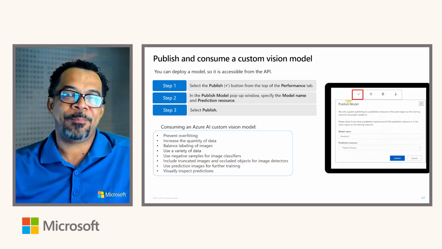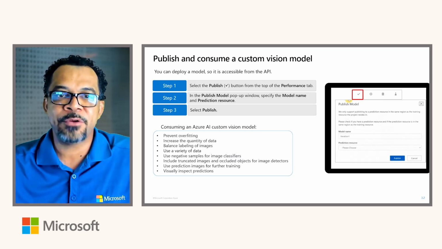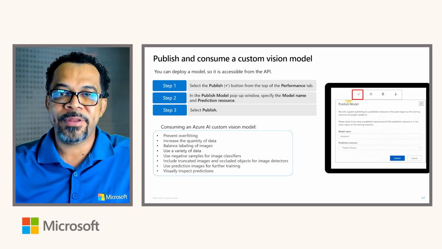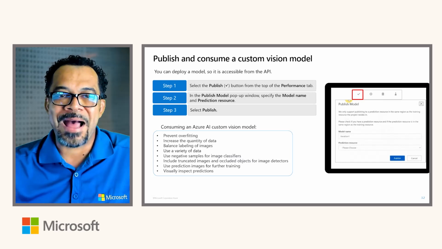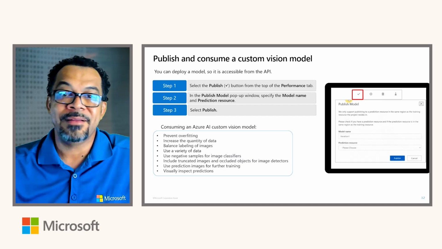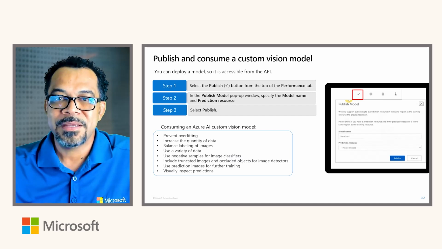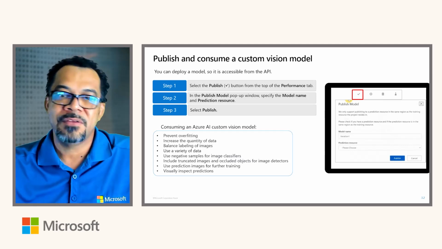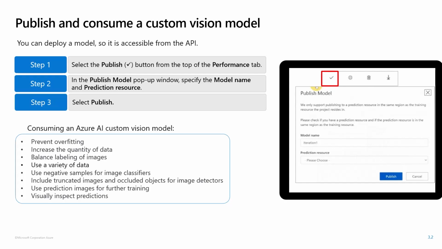You should understand how to publish a custom vision model by using the Performance tab and entering the required details like the model name and prediction resource. It's also important to know how to consume the model effectively, which includes strategies like preventing overfitting and using a balanced and varied data set. Reviewing prediction results visually and using them for further training is another key area to focus on.